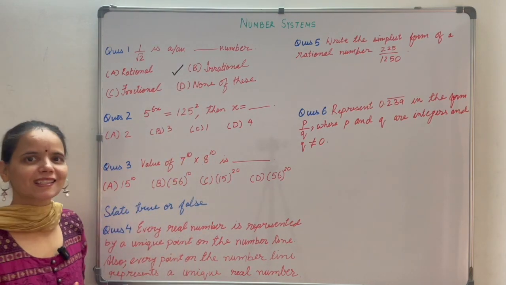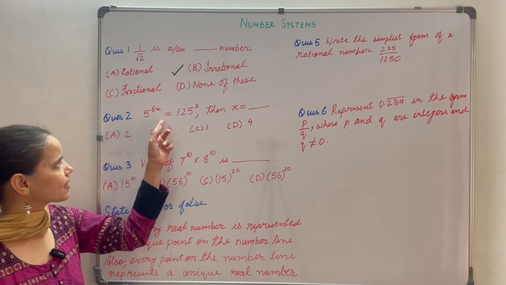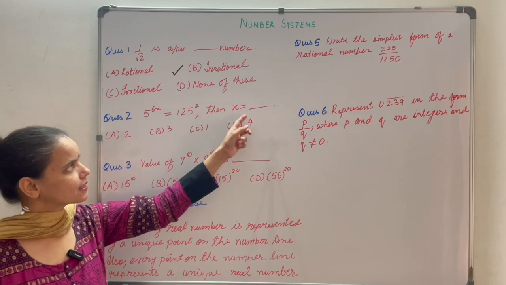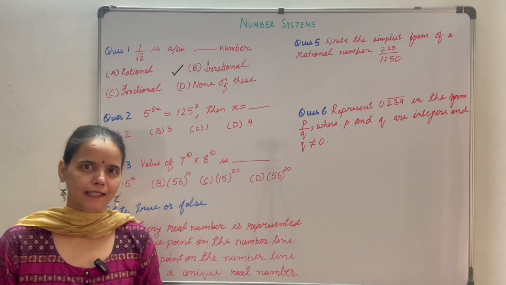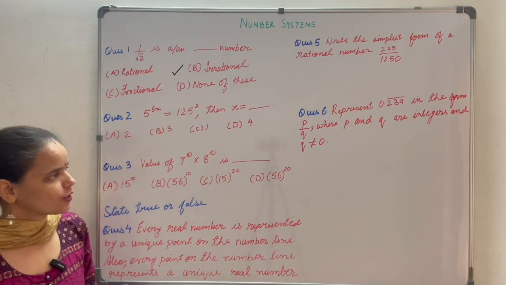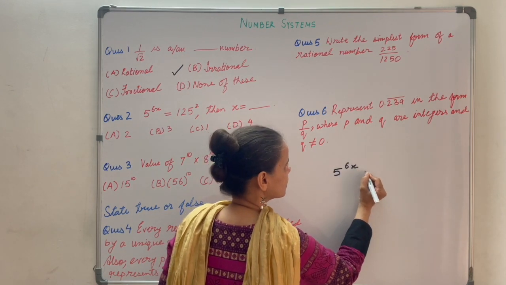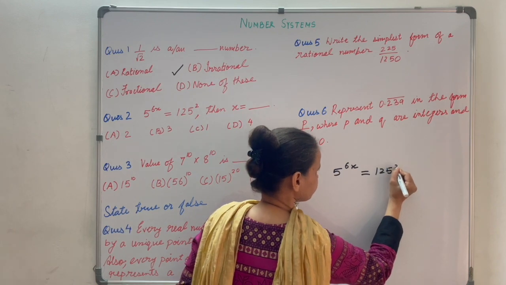Now let us take the second question. So the second question is 5 raised to the power 6x is equal to 125 square. Then x is equal to dash. You need to find out the value of x here. So we are going to use this to find the value of x. So we have 5 raised to the power 6x is equal to 125 square.